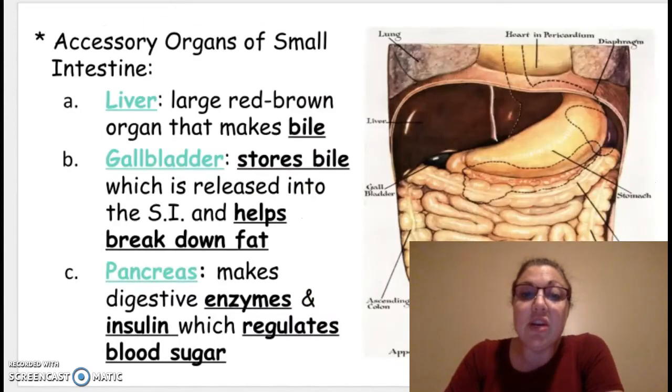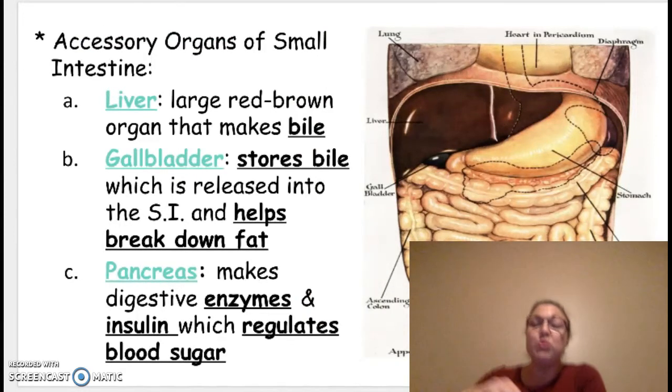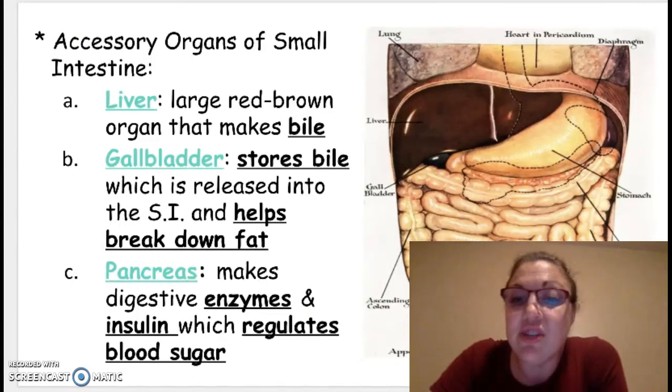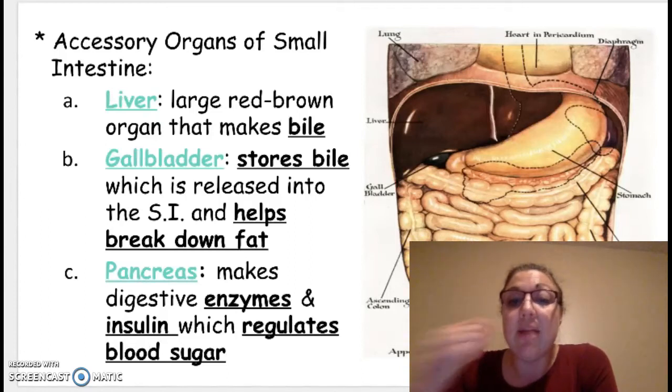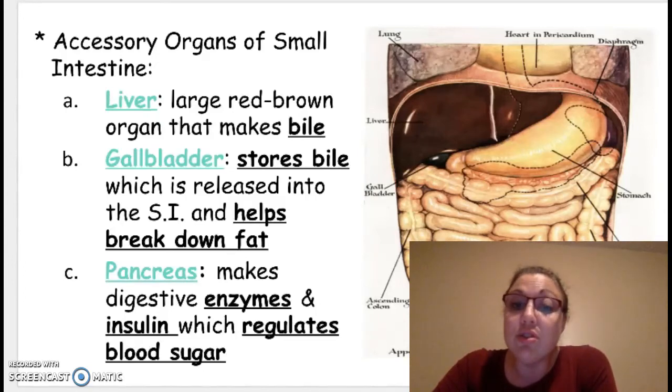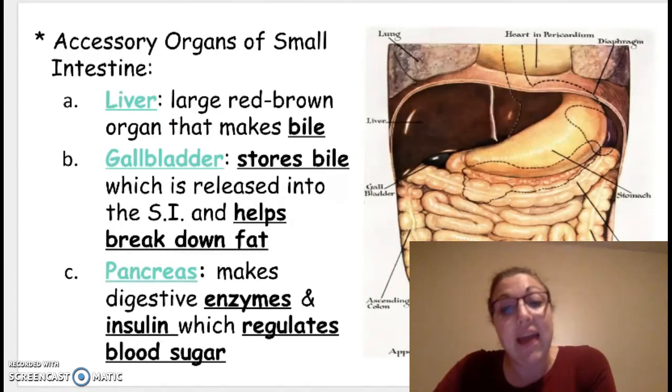The accessory organs do some work with your stomach, but they mostly drop the chemicals they have into your small intestine to help your small intestine break things down. The liver is a large red-brown organ that stores bile, and bile is used to break down fats. The gallbladder also stores bile. So, for example, I have had my gallbladder removed, and it's okay that I don't have my gallbladder anymore because my liver still does the same job as the gallbladder.